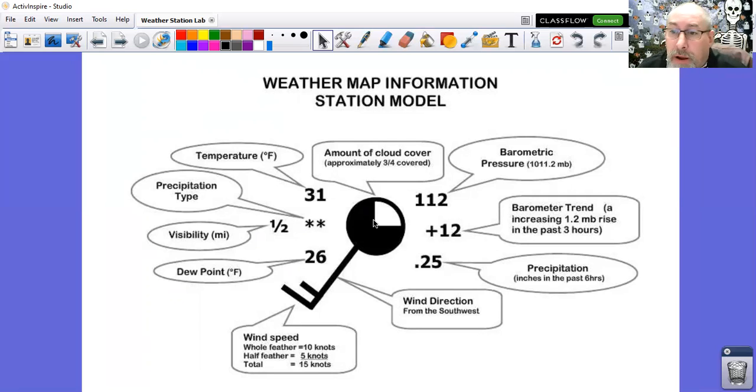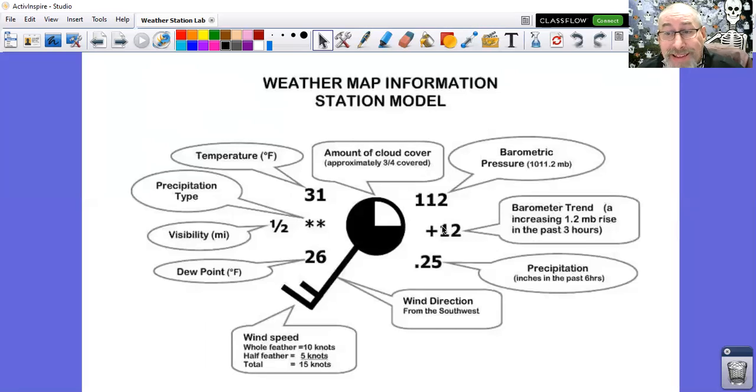All right, in the top right corner, this will always be the barometric pressure code. Now, these three numbers are not the actual pressure. We're going to learn how to decode that number to the actual measurement. But this is where you'll find the air pressure coding.